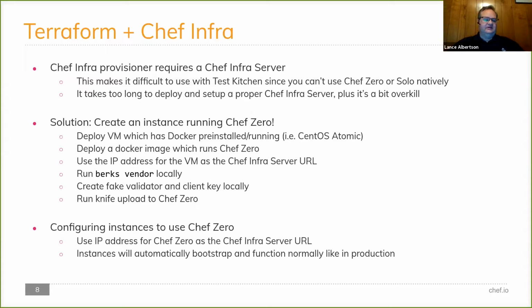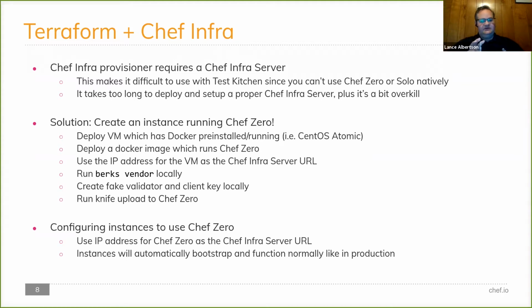I could deploy a Docker image that has Chef Zero already there, and then I can configure Terraform to point to that exactly. So that's essentially what I did. The key part of this is if I spin up a Docker image, right now I'm using the CentOS Atomic image, which already has Docker pre-installed. You can make your own image that does that as you want. And you can pull the IP address for the virtual machine and use that in Terraform.